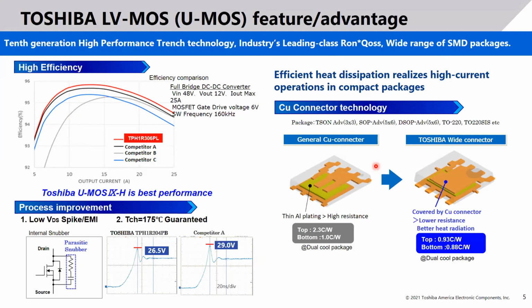Copper connector. There are other semiconductor manufacturers using copper connectors. We're using wider, larger connectors. It gives us better thermals. So junction to top side and junction to bottom side are much lower compared to others.